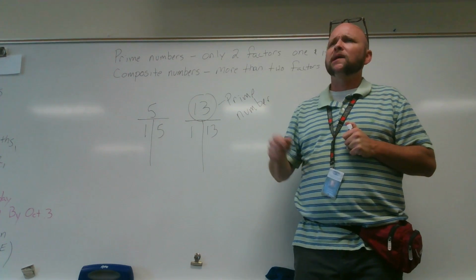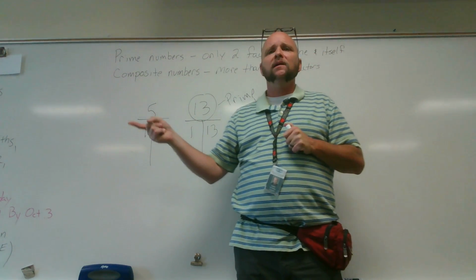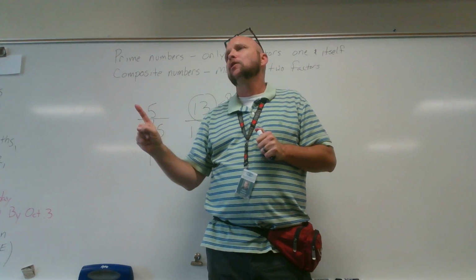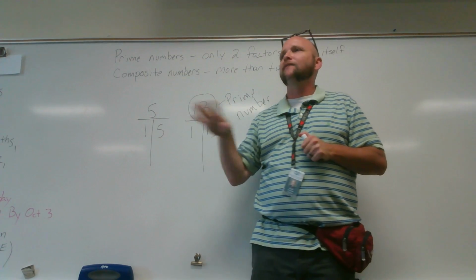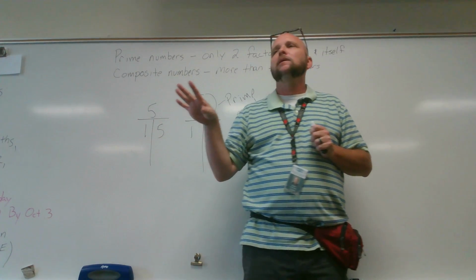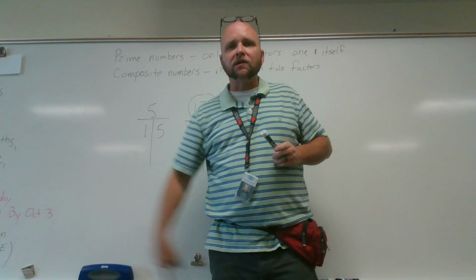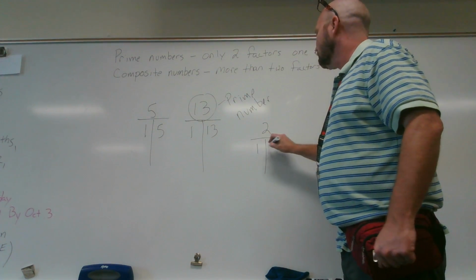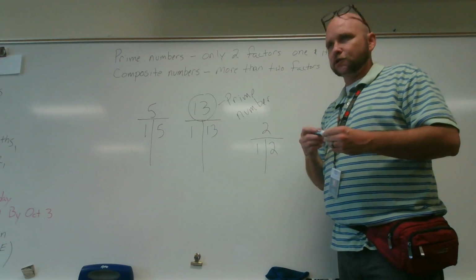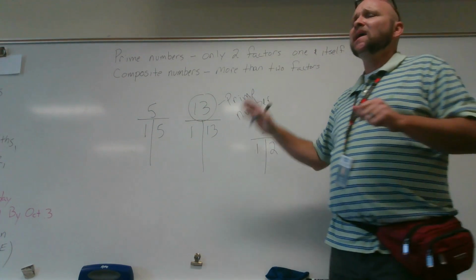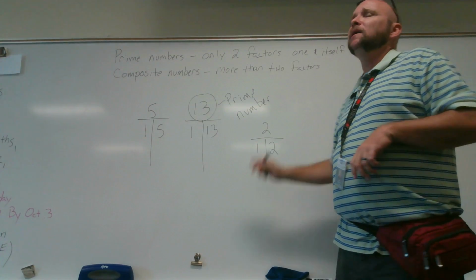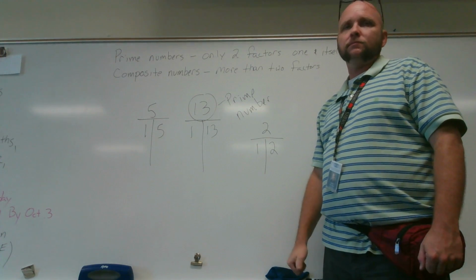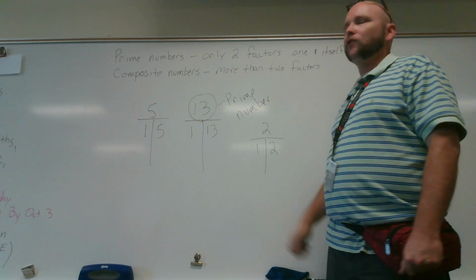Wait a minute, let me ask a question. There is only one even number that is prime. Anybody have any idea what it is? 2. Excellent. 2 is the only even prime number because the only way to multiply together to equal 2 is 1 times 2. Every other prime number is odd, but not every odd number is prime. Okay? 2 is the only even prime number.